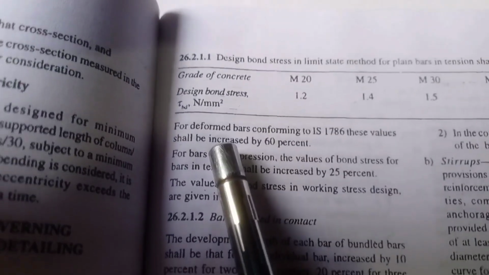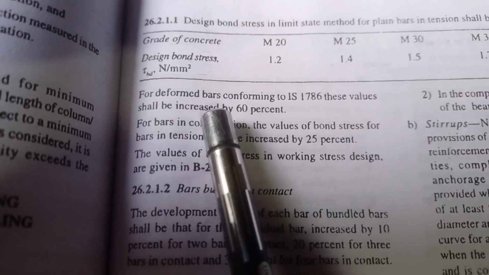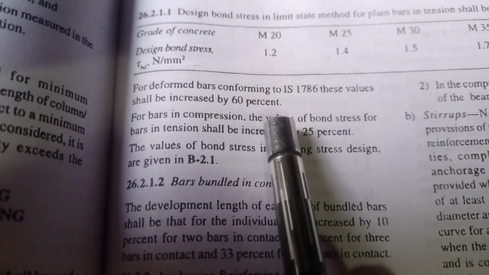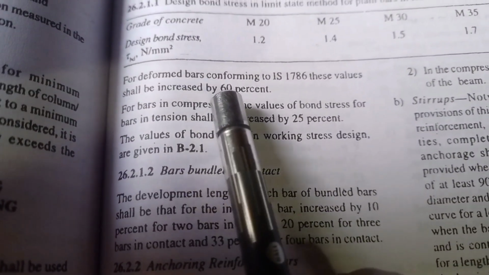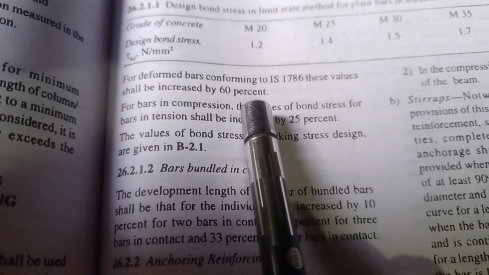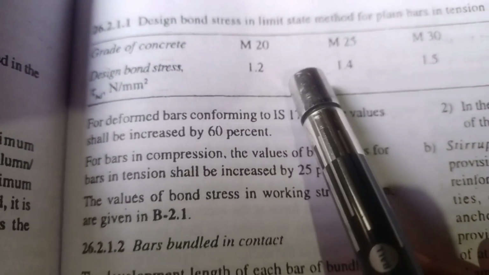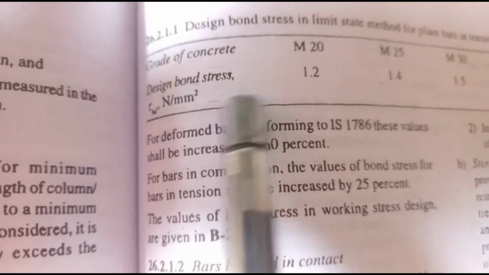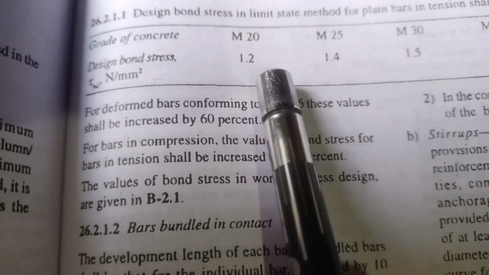So they have said something. For deformed bars conforming to IS 1786, these values shall be increased by 60%. So what they have said, for deformed bars, that is nothing but HYSD bars, the value is increased by 60%. So it means, our grade of concrete is M20. So for M20, the tau bd value is 1.2 Newton per mm square. This value is again going to increase by 60%.